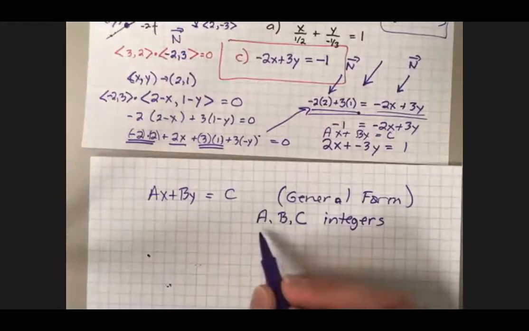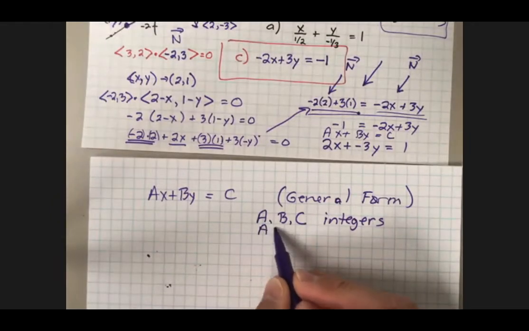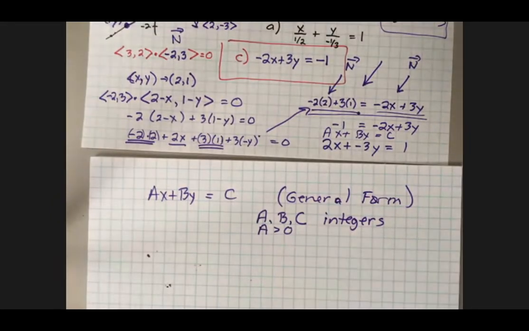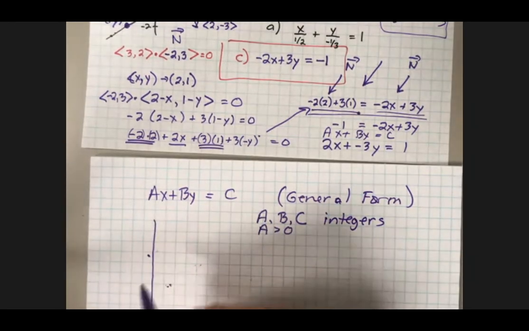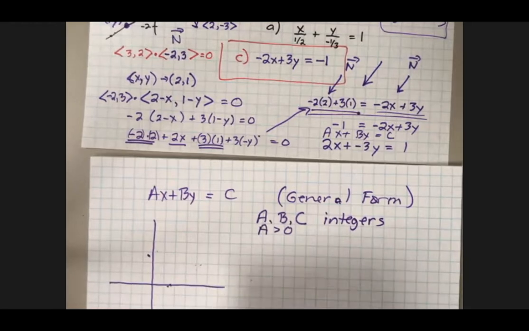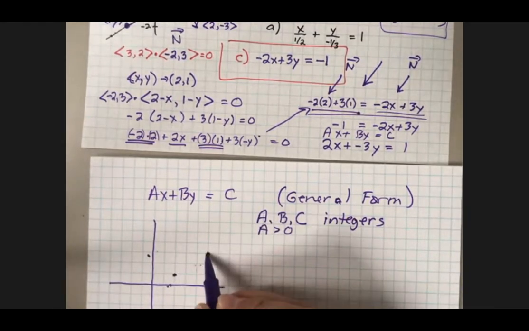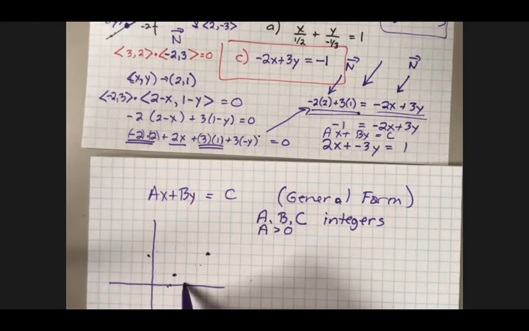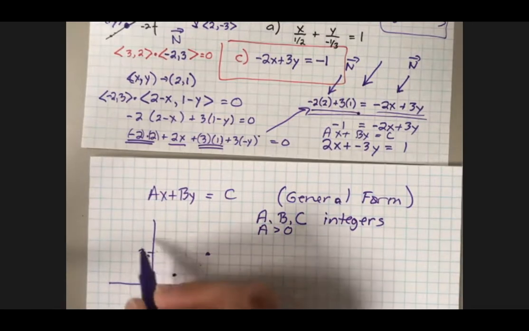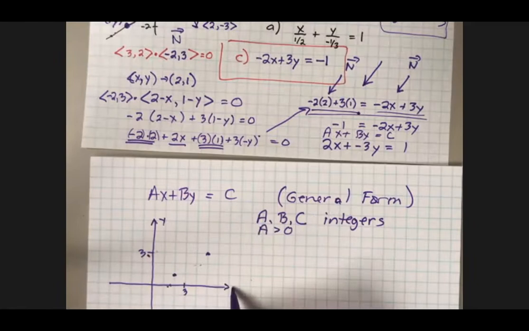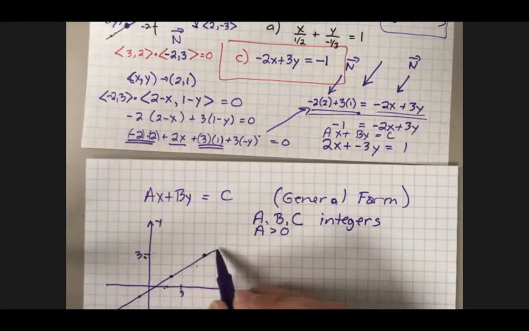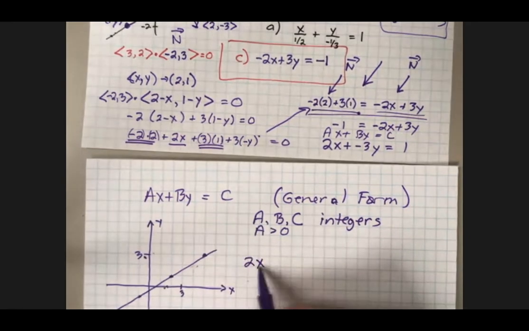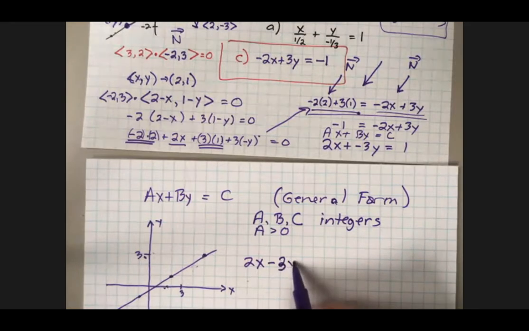The next rule for general form is that you should lead with a positive number. You always lead with a positive number. So the equation of this line, and let me draw this line very carefully again, through 2, 1, and 5, 3, I'll put some generic scale on here, like 3 and 3. I'll put some generic names like x and y. And I can mark all these points. The equation of this line is 2x minus 3y equals 1.